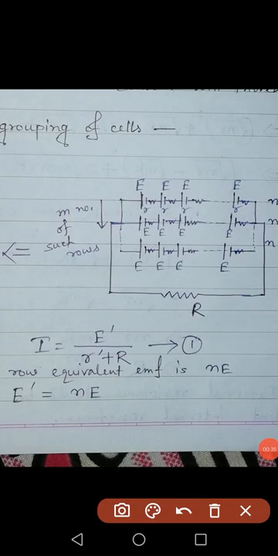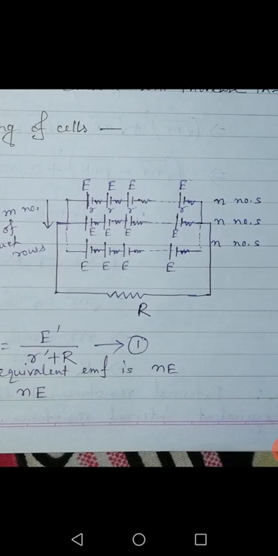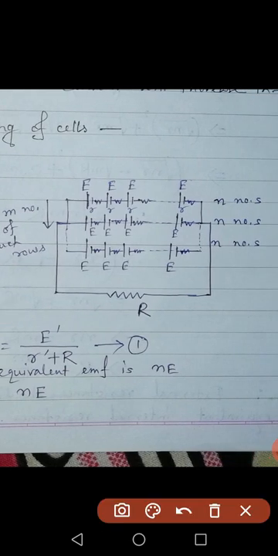In each row, we have n numbers of cells, and all these cells are identical. Identical means their EMF and internal resistance are the same. Now in each row we have n cells, but in the same way we have m numbers of rows. This is the first row, second row, third row. In that way the last row is the mth row, and in each row we have n cells.